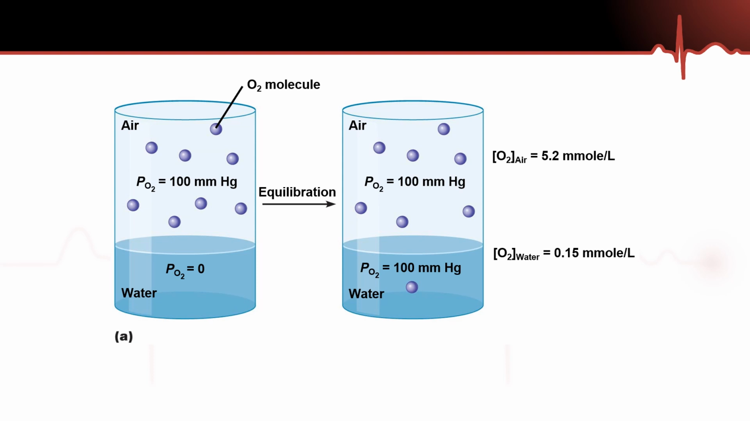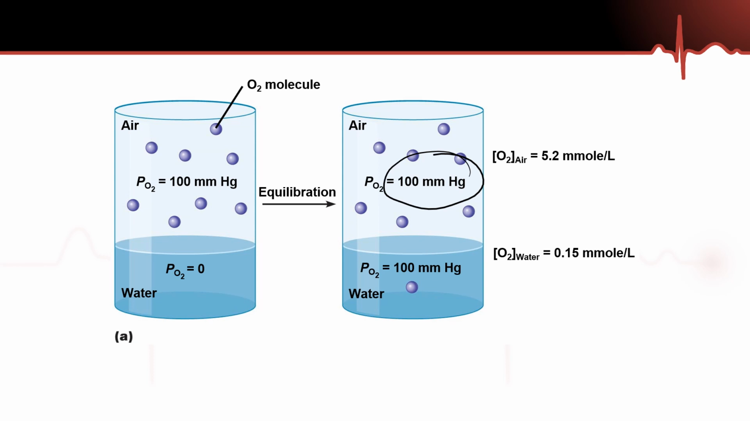I'm realizing that I never told you why the partial pressure of oxygen within the air never falls. And maybe it was obvious, but I need to say it. Okay, so the reason that the partial pressure of oxygen within the air stays at 100 and it doesn't fall is because basically no oxygen molecules actually left the air. That's the point.